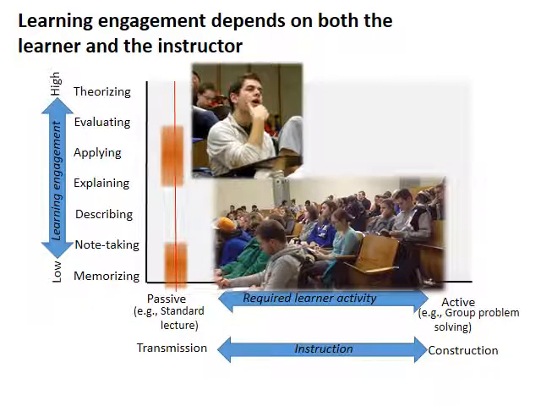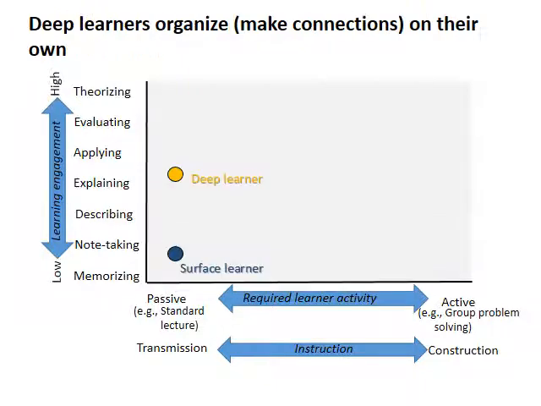So they're in the same room, experiencing the same learning opportunity, but they're engaging with it in a very different way. And these two different types of learners have been named in the literature. There's the distinction between deep learners and surface learners. And the deep learners are the ones that are making connections of bits and pieces of information on their own. They're able to explain things and apply the knowledge they're taking in because they're organizing it.